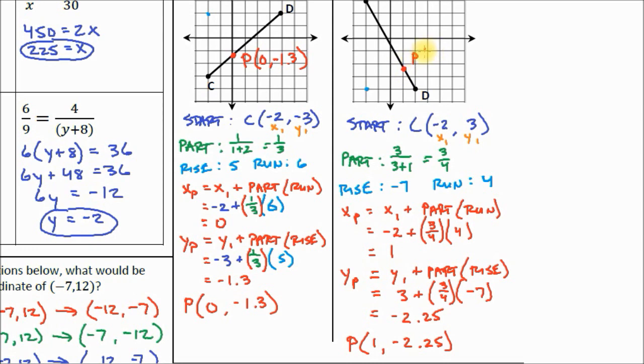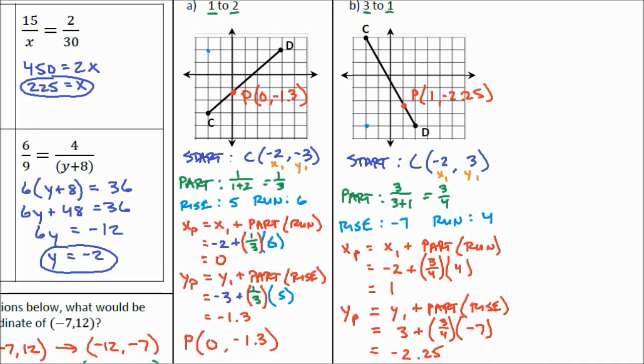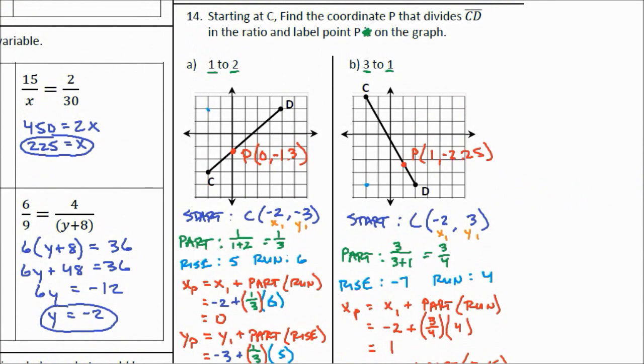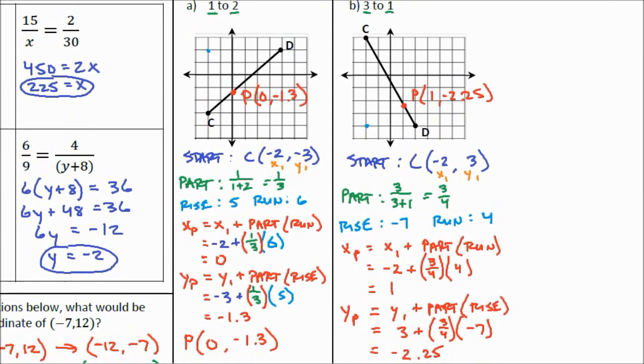So I'm going to label that as point P, and that is 1, negative 2.25. And if you look at the graph, it looks like we're traveling from C to D. We're about 3/4 of the way to point D, and that's what we wanted to get with a ratio of 3:1. So that explains to you how to do these subdividing a segment in a given ratio.